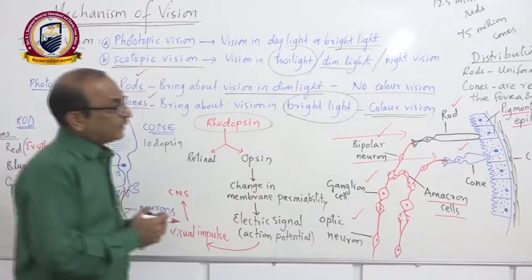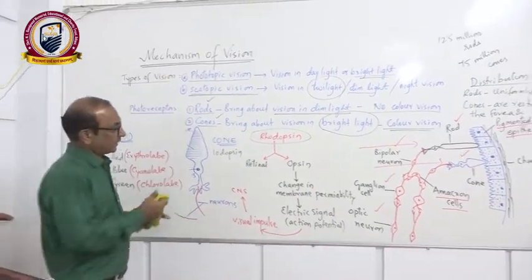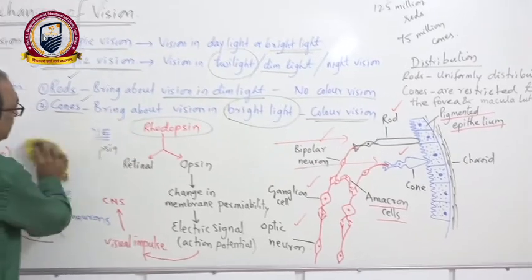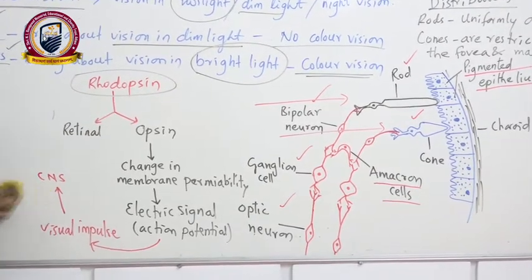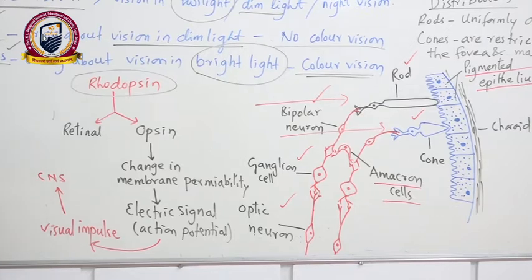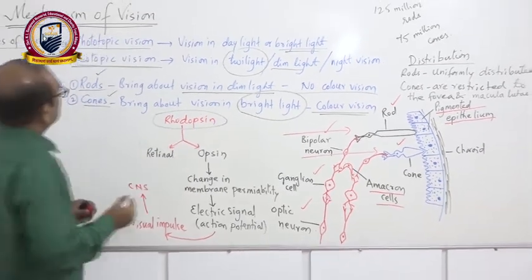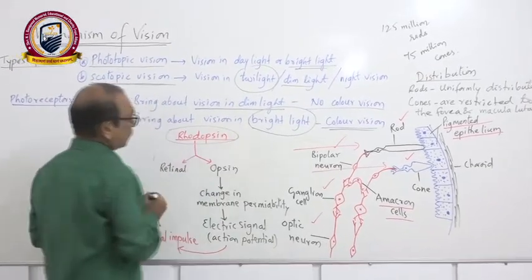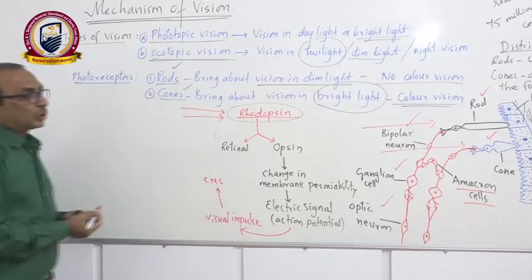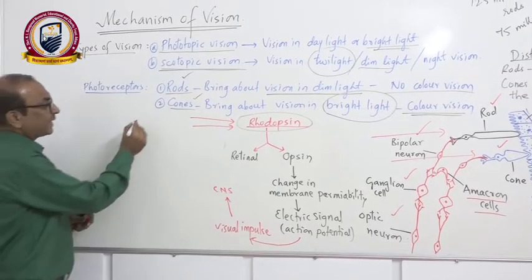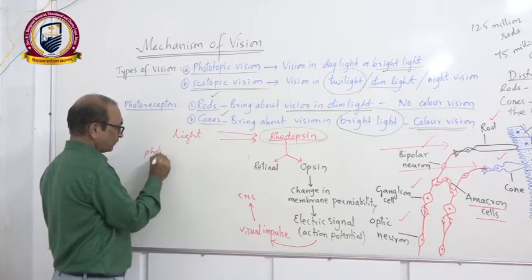Now, what changes actually take place in the rods and cones when vision is brought about, the mechanism of vision. So what happens is when the rhodopsin pigment is stimulated by the light, it is a photochemical reaction.